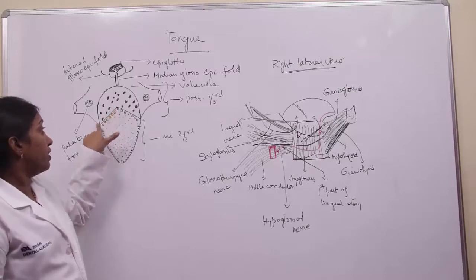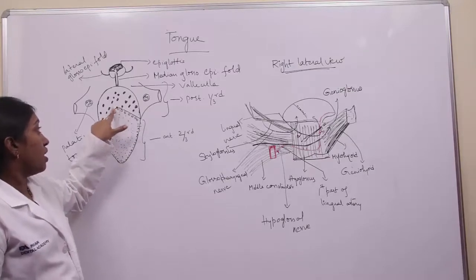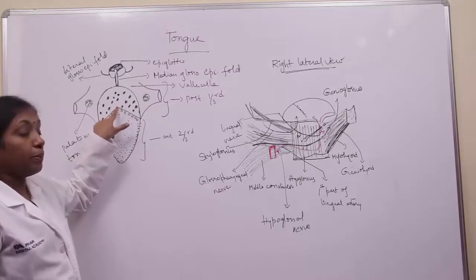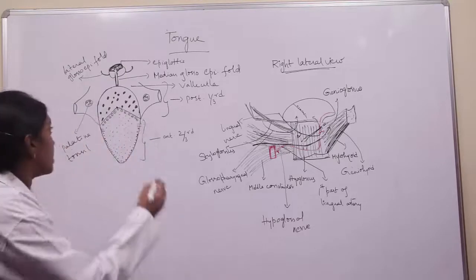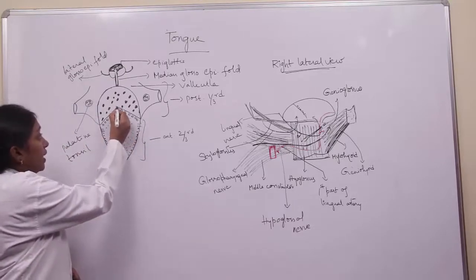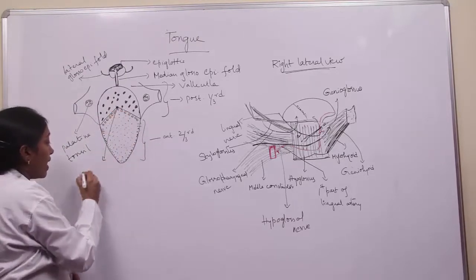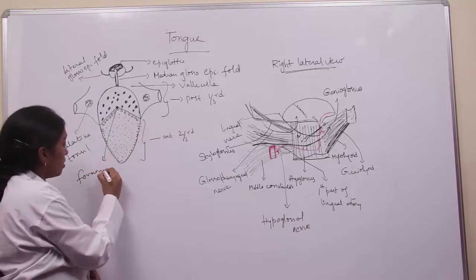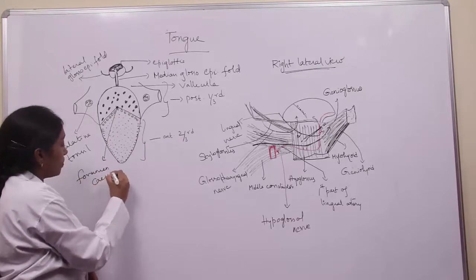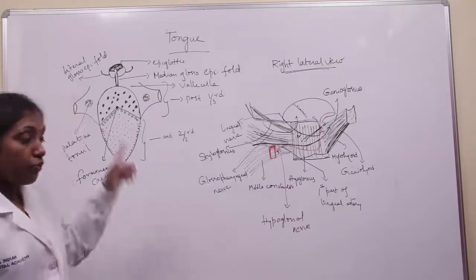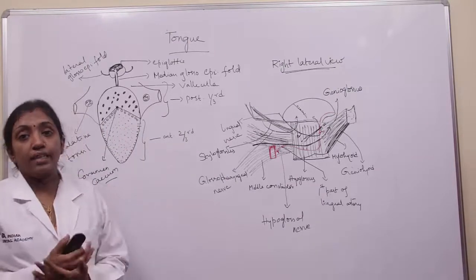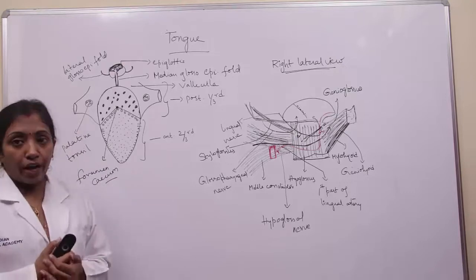The two limbs of the sulcus terminalis are situated here. They meet at a depression. We call it the foramen cecum. During embryonic life, from the foramen cecum, the thyroglossal duct descends, which gives rise to the thyroid gland.